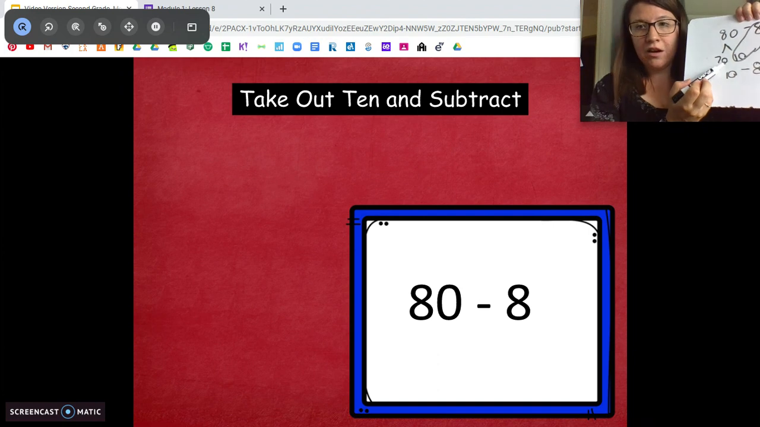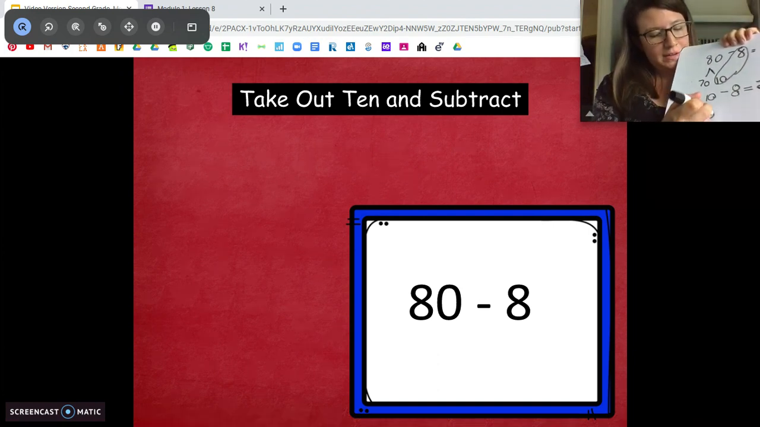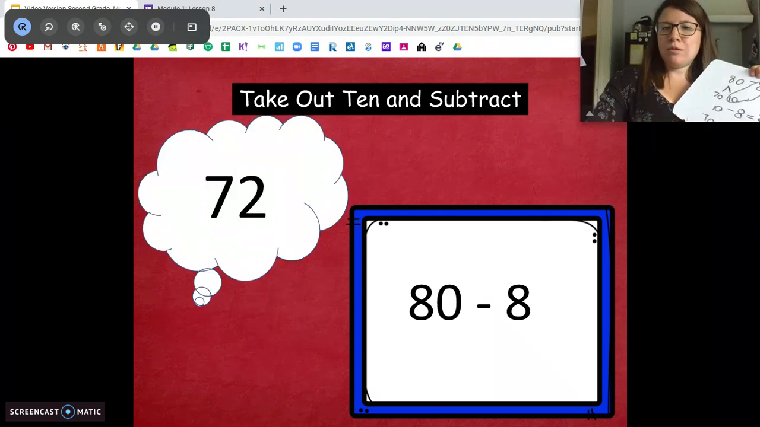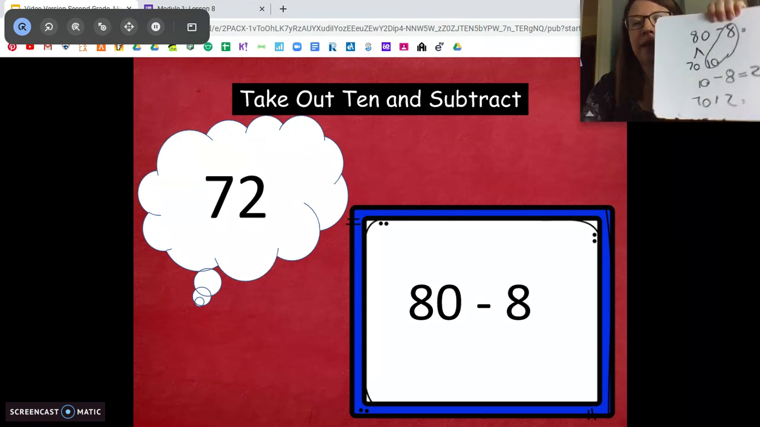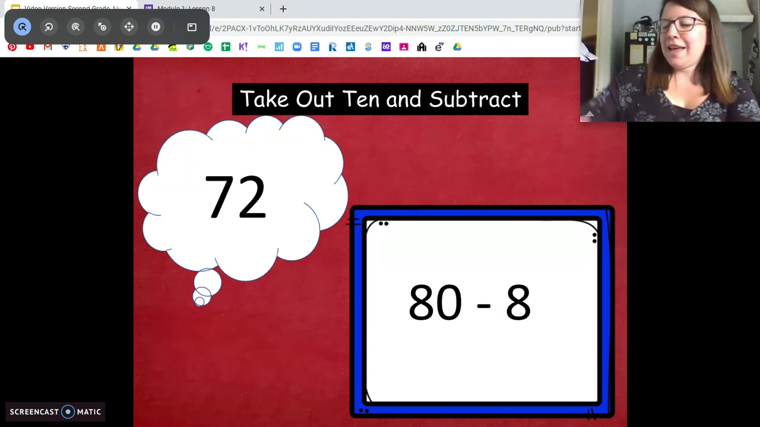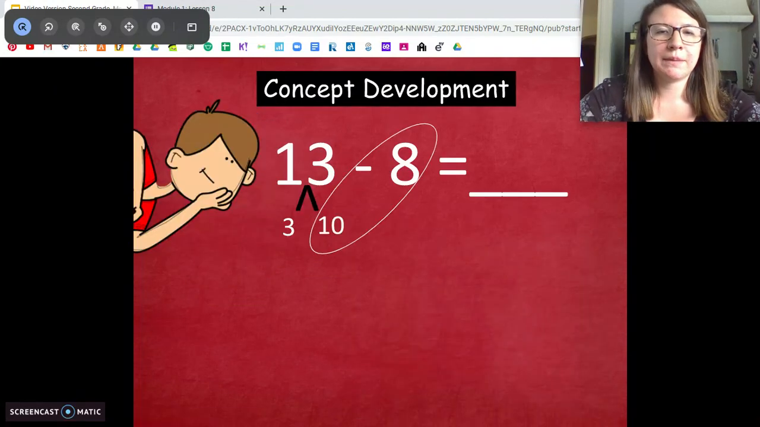Then we're going to take our extra 10s over here. 70 plus 8 equals, 70 minus 8. Oh my goodness, 70 plus 2. That was my fault. I wasn't paying attention. 70 plus 2 equals 72. And there's our answer. Excellent.